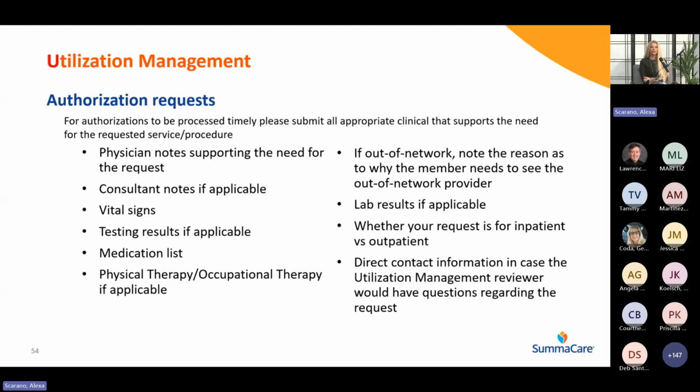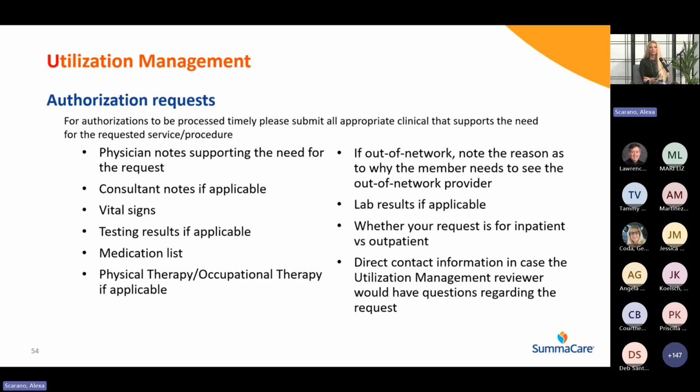Couple of things that we just want to put out in regards to authorization requests and the information that we need. This is a list of information that if it's supplied to us, we are able to process the request and give a determination in a quicker fashion. If we have a lack of this information and we have to reach out, it does take longer to be able to process the request, and can also end up in a denial.